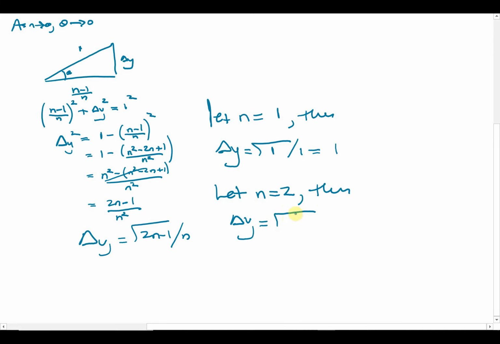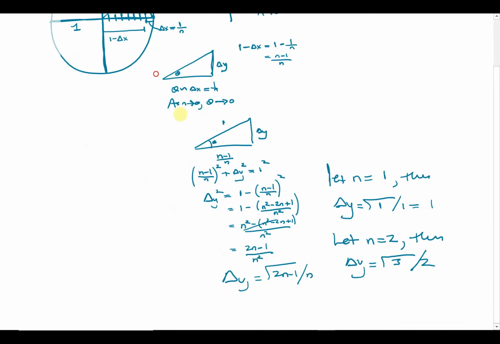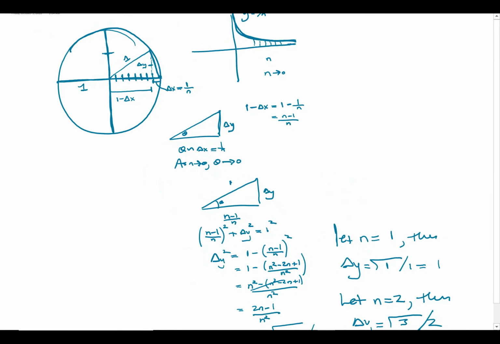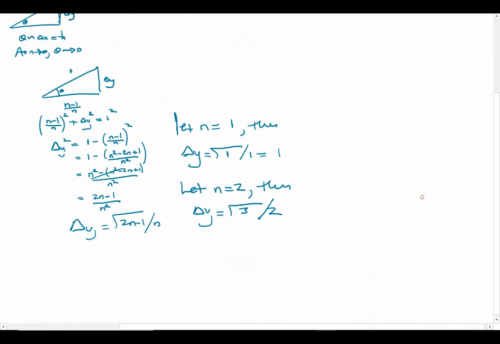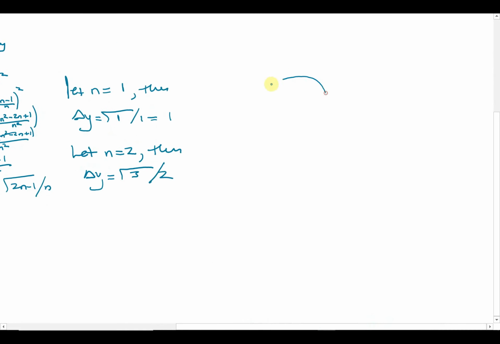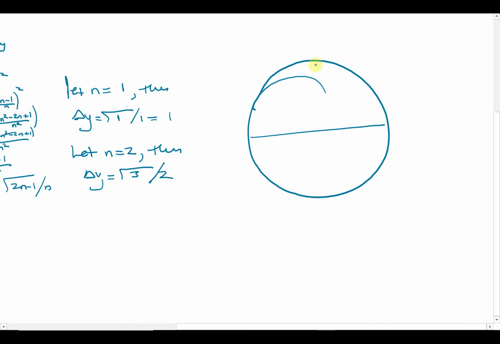Square root of 4 minus 1 is root 3. Oh, root 3 over 2, that seems familiar. Well, if we cut this into half, so what we do is we cut this in half. So if this is 1, we have 1/2.